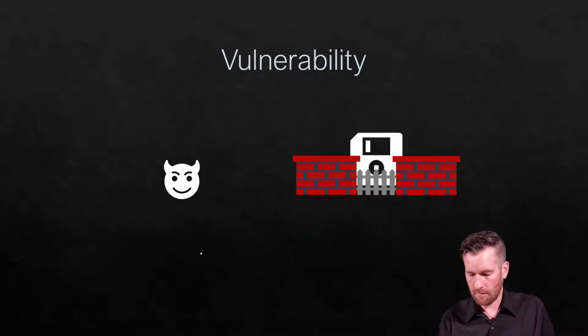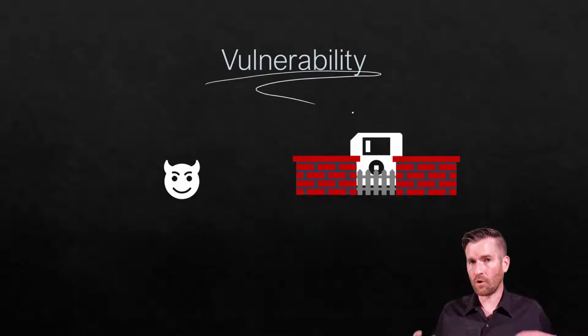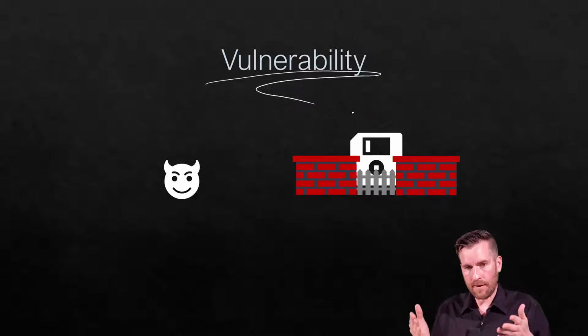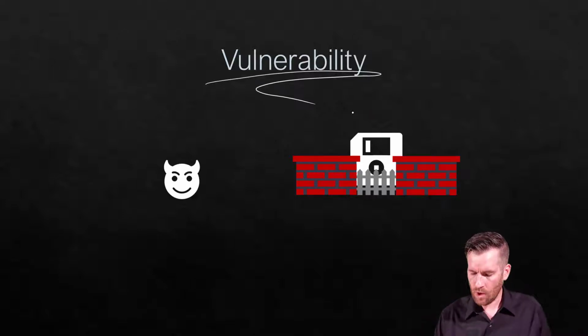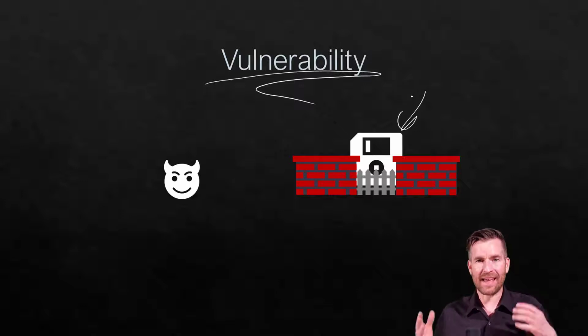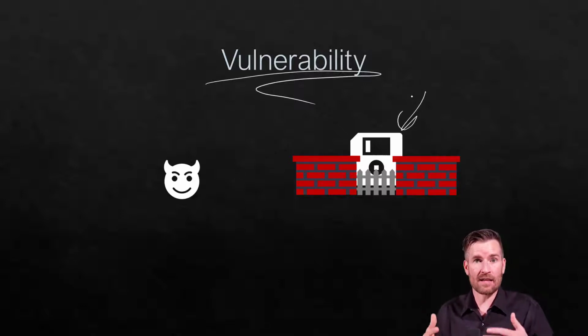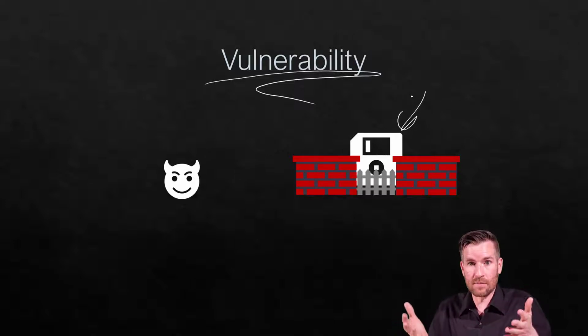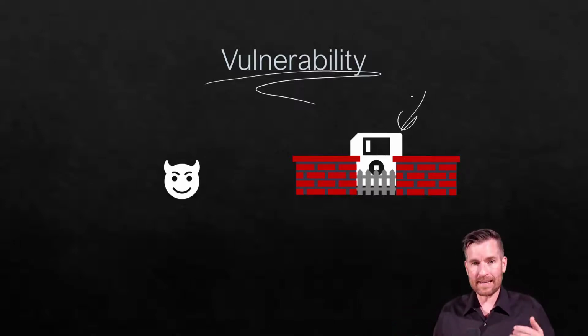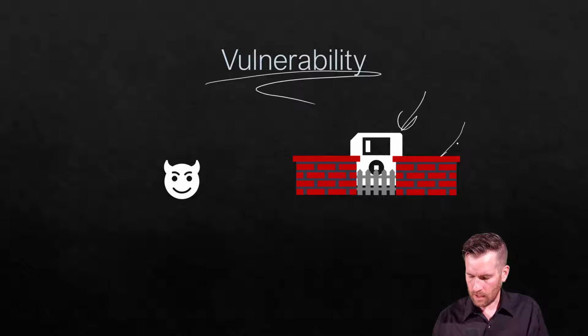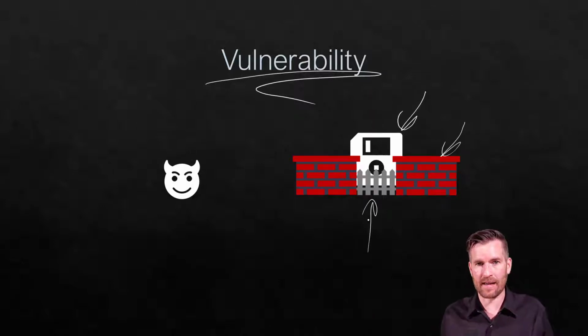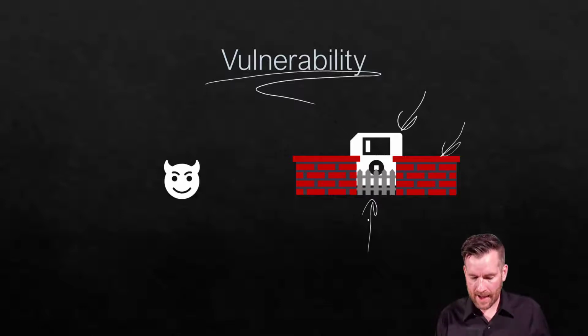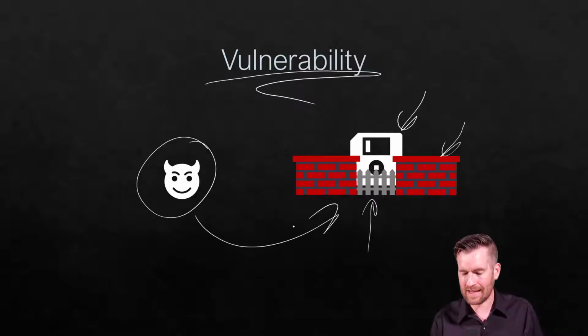Then we have vulnerability. To be vulnerable means that it's open for attack or harm. Before, our data was sitting out and could be accessed by anyone because we didn't have it protected. That is what it means to be vulnerable. So what we did is we put a wall around it and we put a gate around it to protect the data so that a hacker would not be able to get to the data.